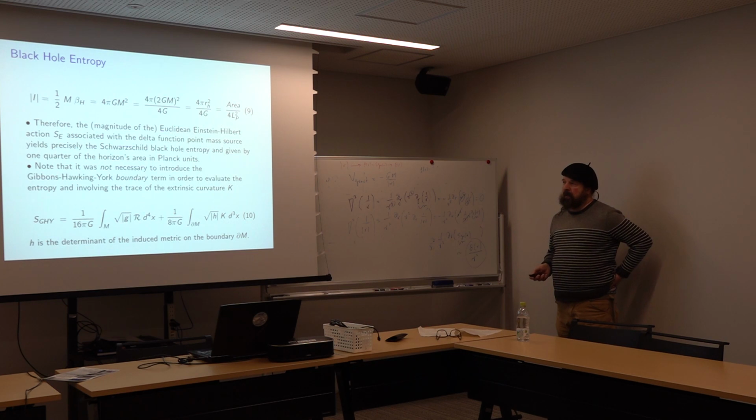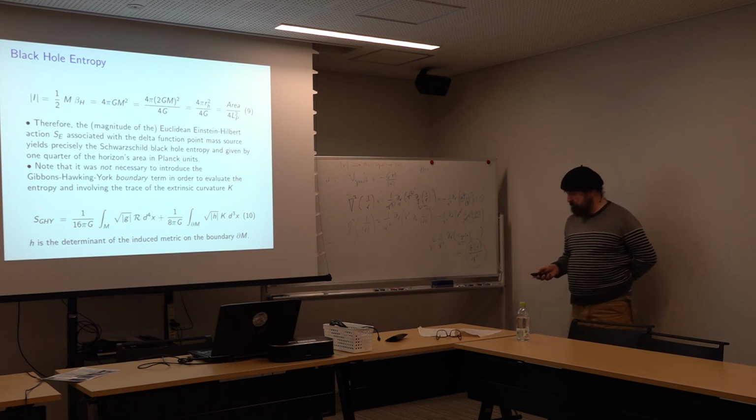So what Hawking, Gibbons, and York did, they include the boundary term over here, where now you integrate over the boundary of your manifold. Over here you have the square root of the determinant of the induced 3-metric. Capital K is the trace of the extrinsic curvature, and you integrate it over the 3-dimensional boundary. Why do you introduce a boundary? The reason Gibbons, Hawking, and York introduce a boundary term is the following.